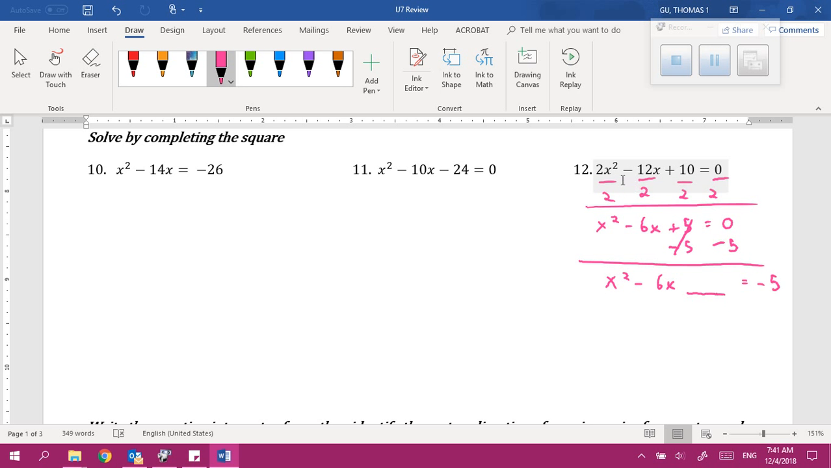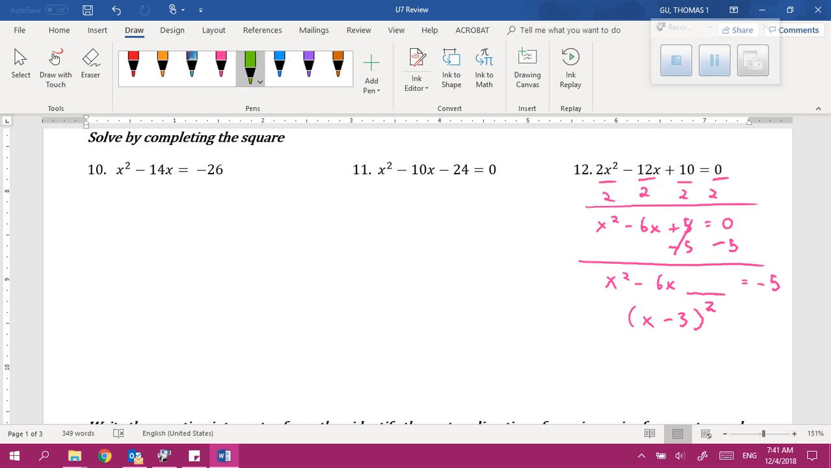So now we have x squared minus 6x. And so it says completing the square, right? So that means we're going to end up with a perfect square down here. So what is my perfect square going to be here? X minus 3 squared, right? That 3, you just divide the negative 6 by 2, you get negative 3.